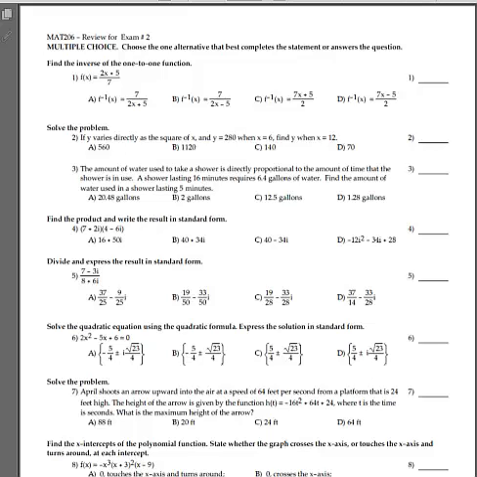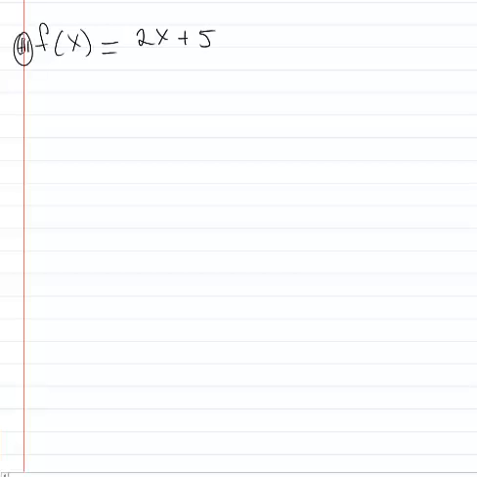The first question over here is asking us to find the inverse of a one-to-one function. Okay, so let's write that down. Question number 1. We got f of x equals (2x plus 5) divided by 7. Now as you can see here, this is a line. And we know that a line is a one-to-one function, and therefore we can find its inverse.